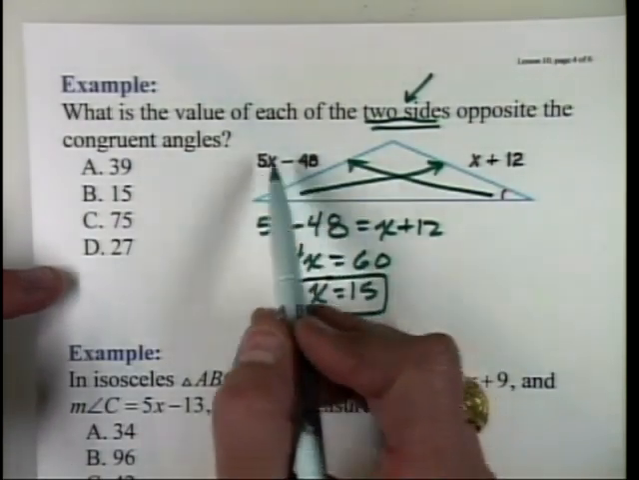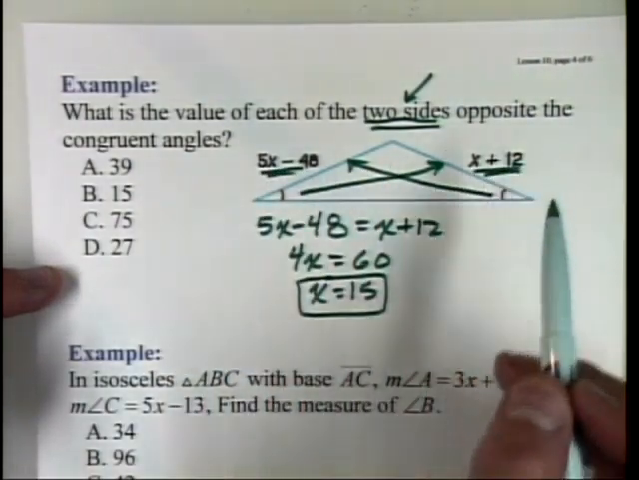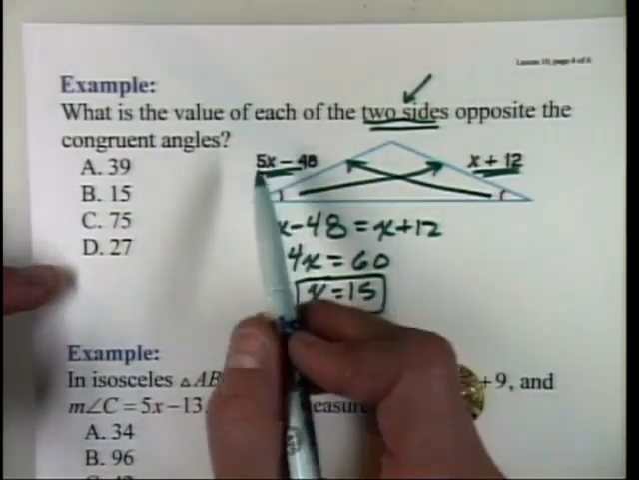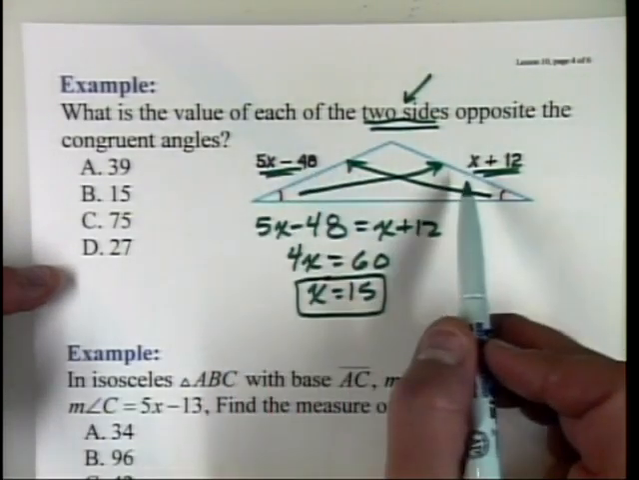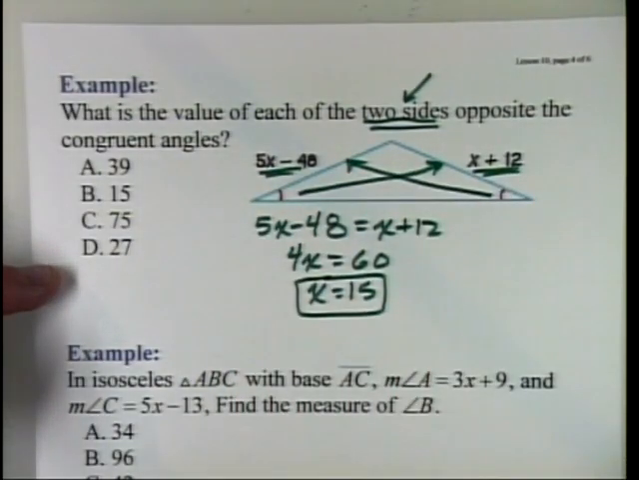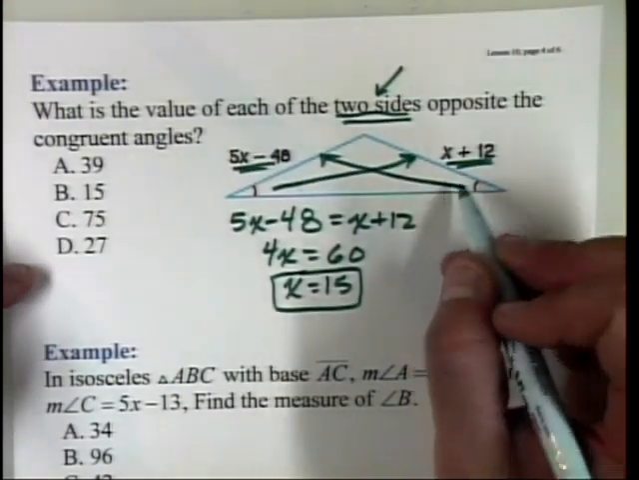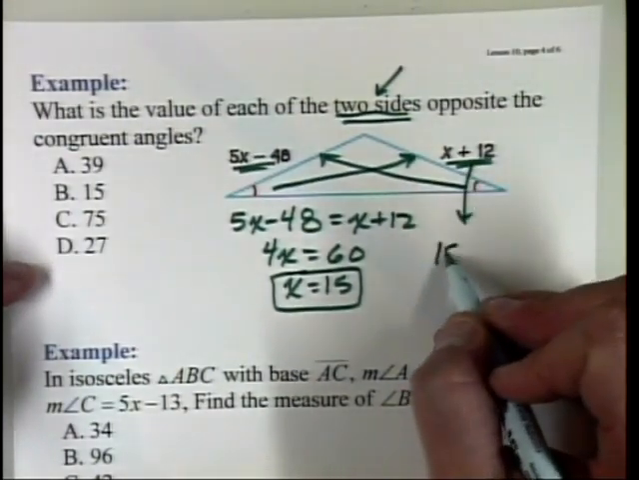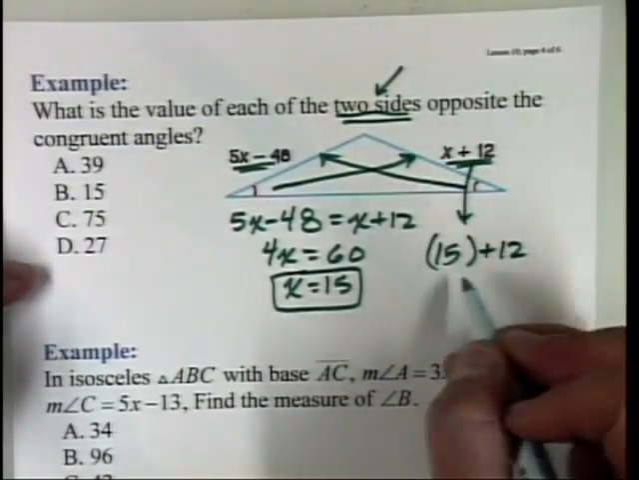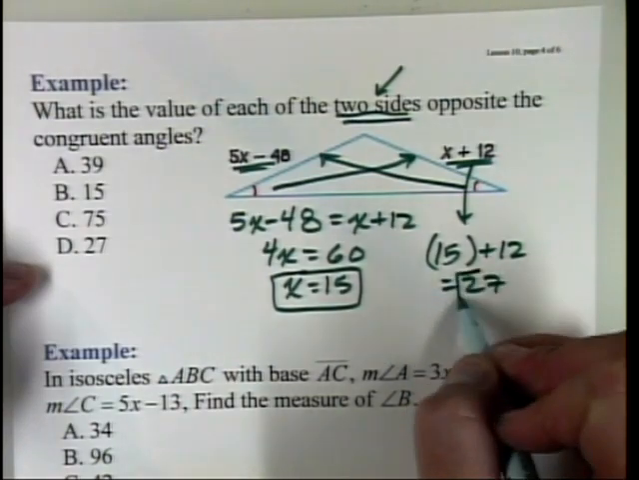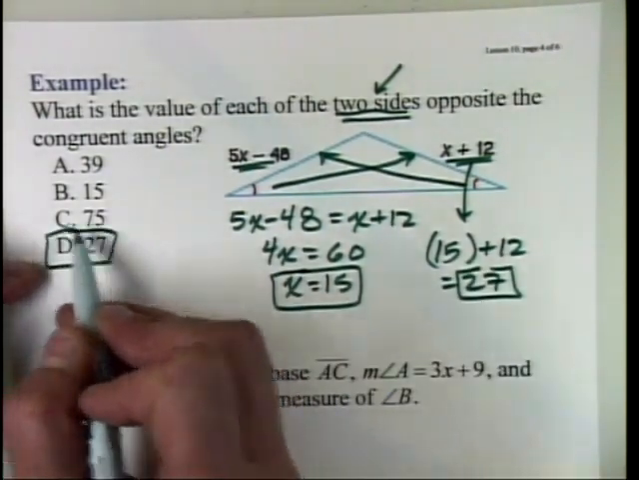We're going to have to plug the 15 back into either one of the original expressions. And take your pick. This one is 5 times 15 minus 48, and this one is 15 plus 12. Choose the easier of the two. So I'm going to use this one here. 15, which is my x value, plus 12 equals 27. Okay? And so the answer is actually D.